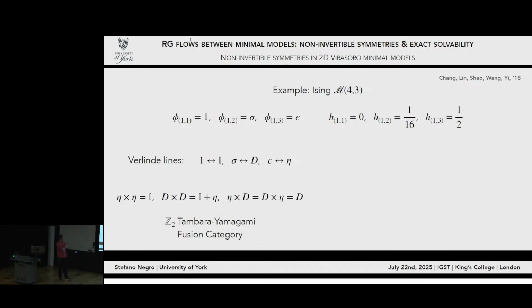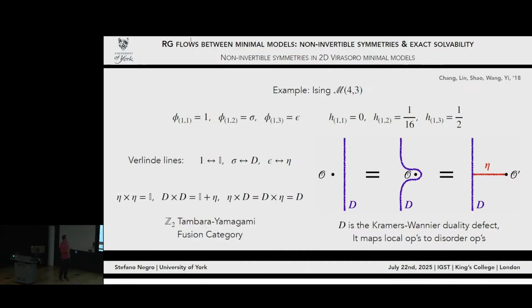And then I take each one of them, and I associate a line with each one of them. One is the identity line. Sigma gets associated with the line D, which is the Kramers-Wannier line. And epsilon gets associated with eta, which is the energy line in a sense. And now if you take the big yellow book and check the Verlinde algebra for this case, you will see that the lines behave like this. So eta fuses with itself into the identity. But importantly, this Kramers-Wannier line fuses with itself into the identity plus an energy line.